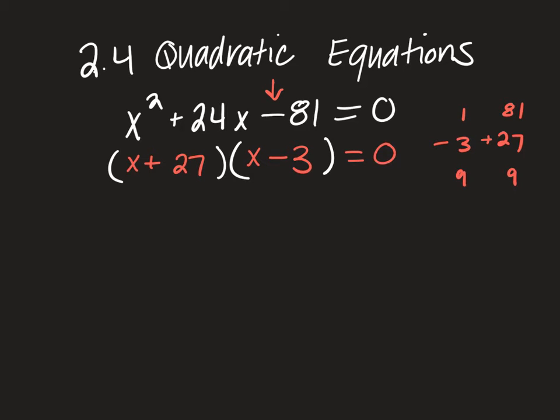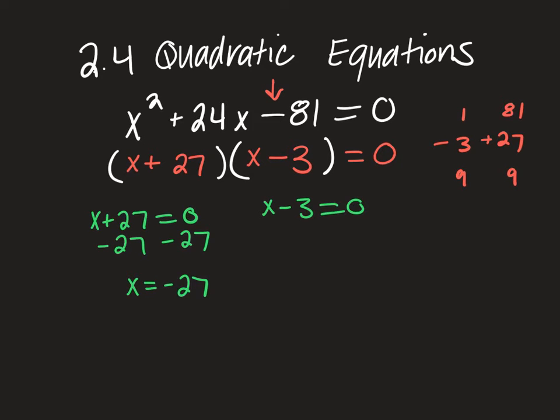Now, to get our two solutions, because quadratic equations must always have two solutions, we're going to take each of these factors, set them equal to 0 and solve. So we have x plus 27 equals 0. Subtract 27, so x equals -27. And then we have x minus 3 equals 0. So we add 3 to both sides and get x equals 3.